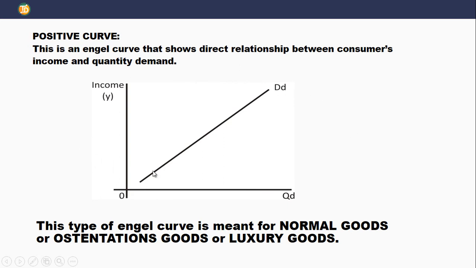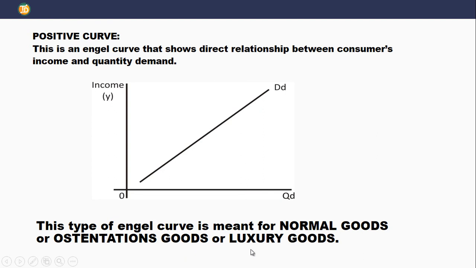As you can see on your screen, the graph means that as consumers' income increases, quantity of goods demanded will increase, and vice versa. This shows that when income increases, quantity of goods demanded increases. When income reduces, quantity of goods demanded reduces. This type of Engel curve is meant for normal goods and ostentatious goods or luxury goods.